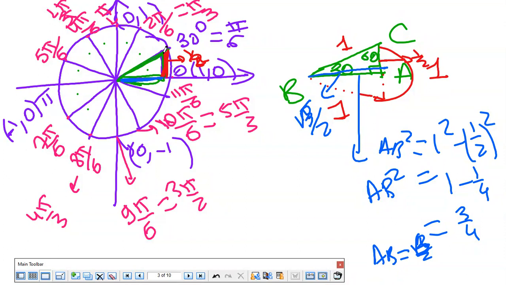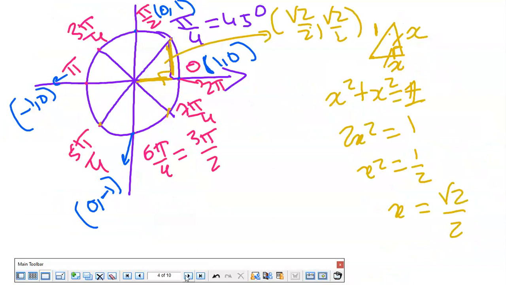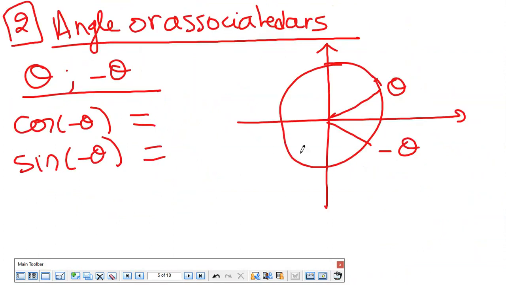So either the distance from either y is half and x is radical 3 over 2, or the opposite, like here, y is radical 3 over 2 and x is half. And all the sisters of pi over 4 are radical 2 over 2, radical 2 over 2, but we need to focus if it's positive or negative. Let's move to some formulas.